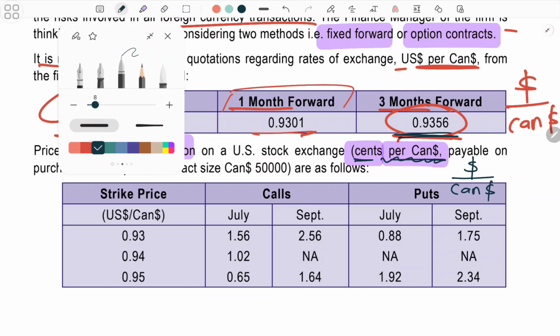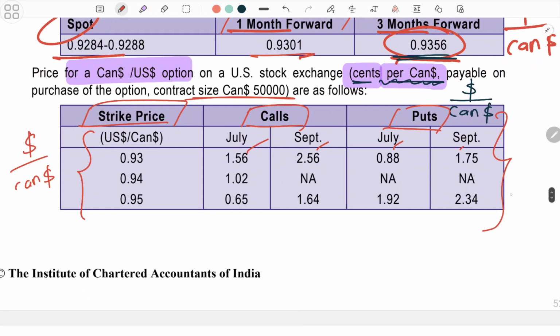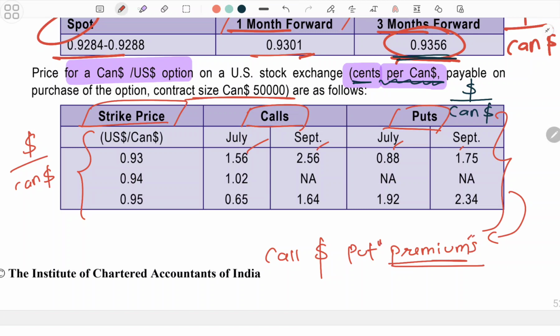Payable on purchase of the option. The contract size is given to me, Canadian dollar 50,000. Strike price, calls and puts. This information is given to me because I have to hedge using the options contract. Strike price, I understand, is the exercise price. The entire thing is dollar by Canadian dollar. Calls and puts, what are these July, September rates? These are nothing but call and put premiums for these respective maturity dates.